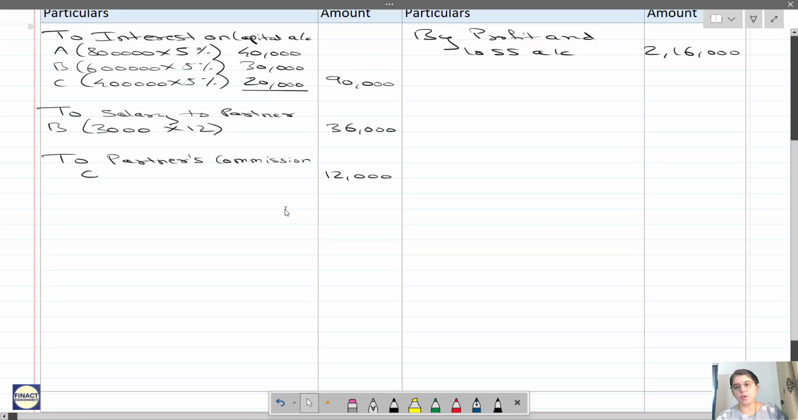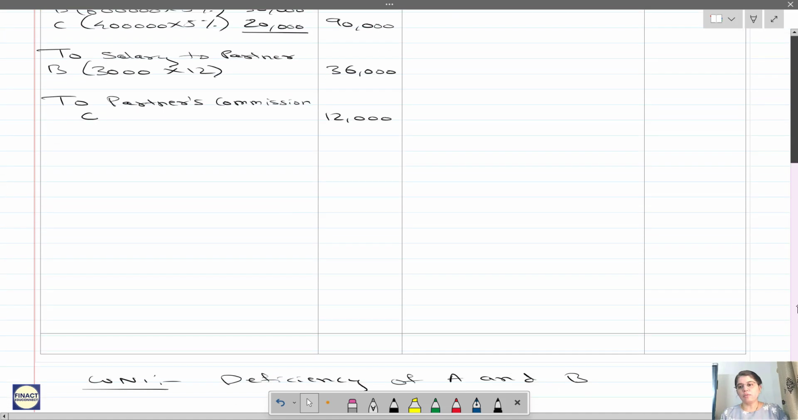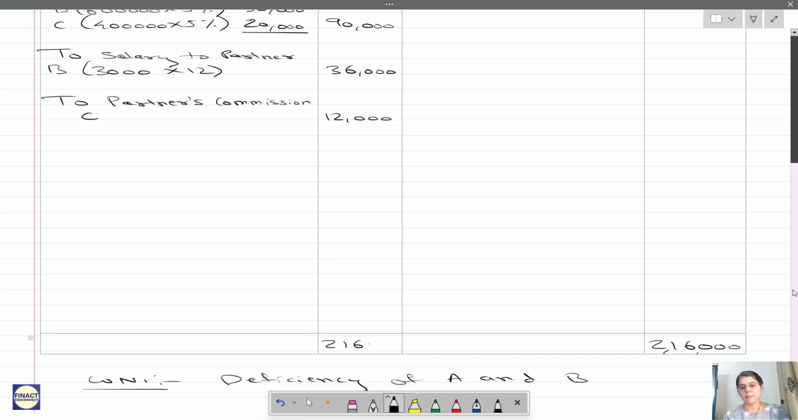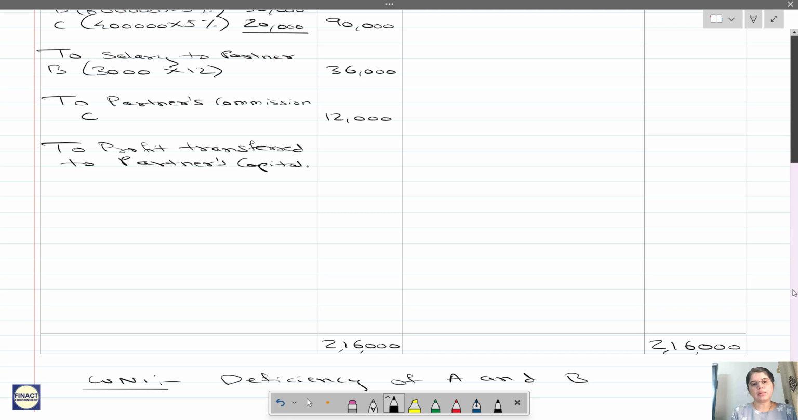So before doing this working note, we will close this and calculate what is the basic initial profit share for each partner over here. So, profit transferred to partners' capital. You have A, B and C, right? So for A, leave some two or three lines to adjust the deficiency, then B and C.